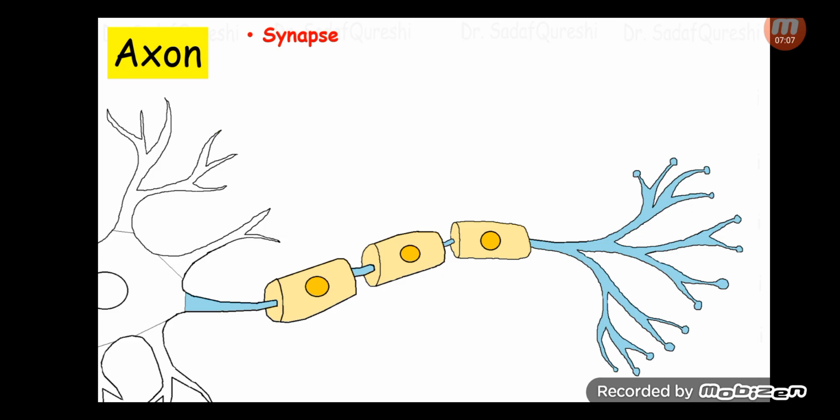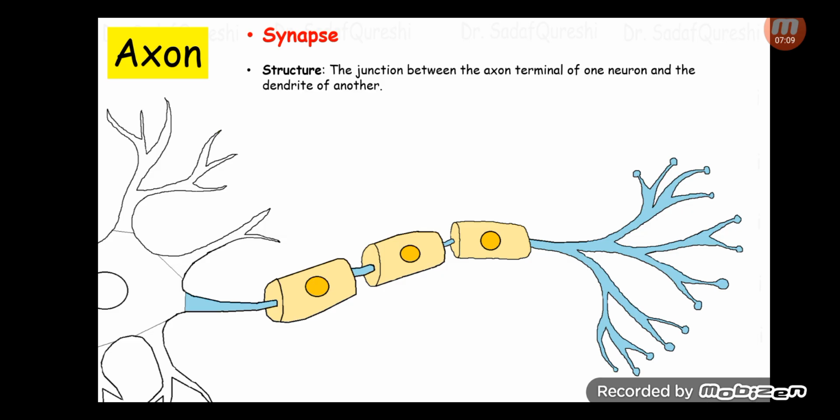Then we have important structures associated with the axon ends, or terminal axon, that is the synapse, which is the junction between the axon terminal of one neuron and the dendrite of another. Its function is to facilitate chemical and electrical communication between neurons. If the synapse is a chemical synapse, communication will be through chemical signals, or neurotransmitters. But if the synapse is an electrical synapse, communication will be through electrical signals.